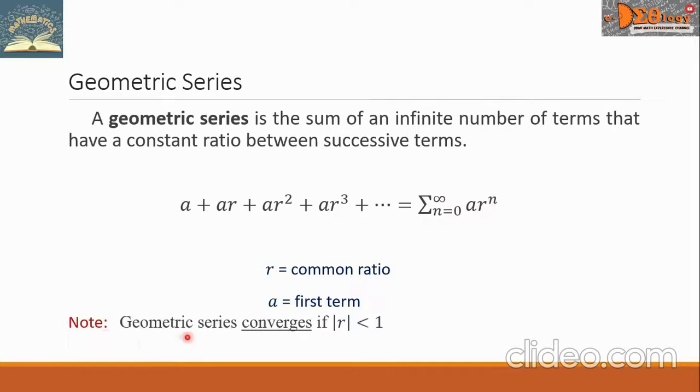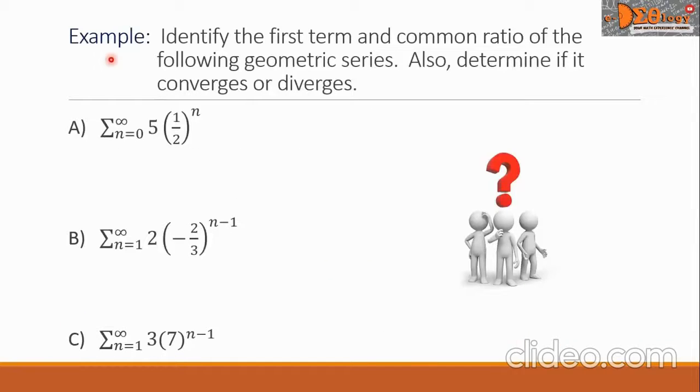Take note that a geometric series converges if the absolute value of r is less than 1, and diverges if the absolute value of r is greater than or equal to 1. Let's have an example. Identify the first term and common ratio of the following geometric series. Also, determine if it converges or diverges.